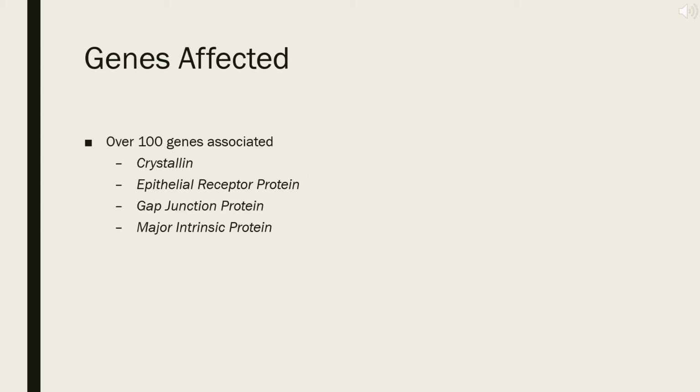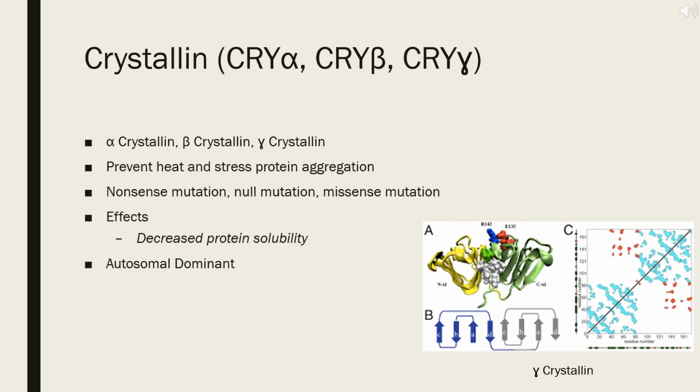So there are really over 100 genes that are associated with this disease, but obviously we really don't have enough time to go over all of them today. So I'm just going to go over the ones that I found to be the most common or that I found the most information on. So these genes are going to include the genes that encode crystalline, epithelial receptor protein, gap junction protein, and major intrinsic protein.